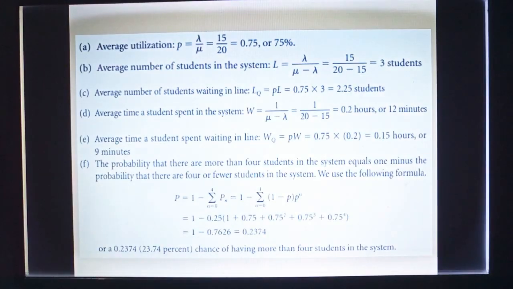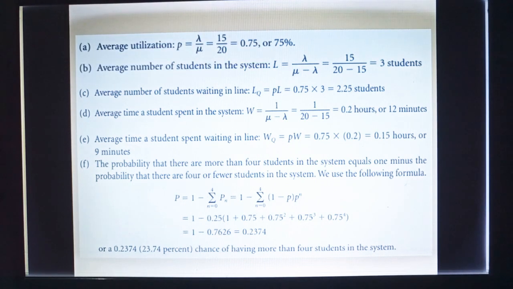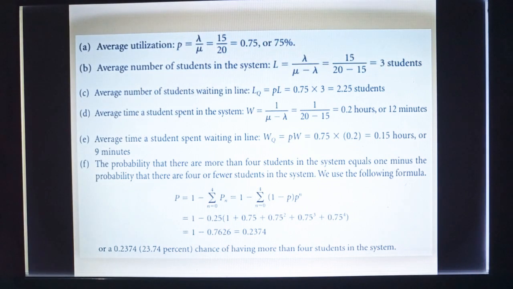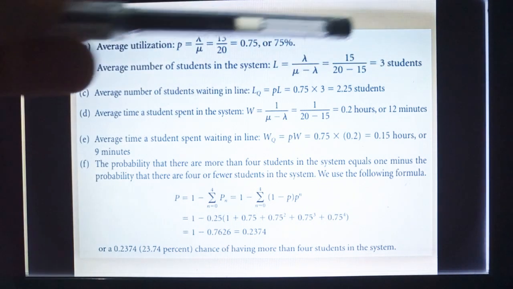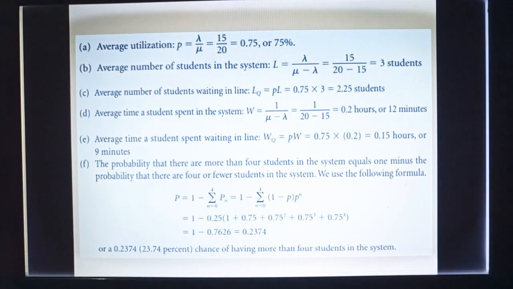So we will just divide it. We have 15 over 20, so that is 0.75. That is the average utilization. And the average number of students in the system, that is L, we have 3 students. So we have lambda over mu minus lambda, 20 minus 15, so we have 3 students. These are the average number of students in the system.